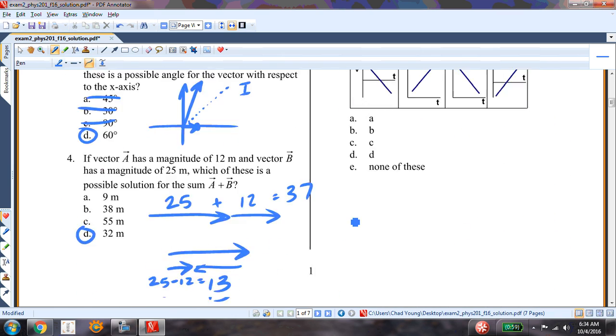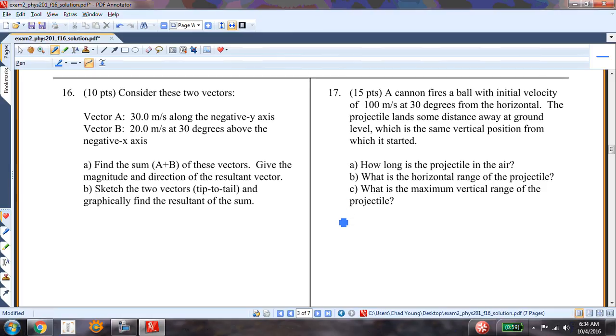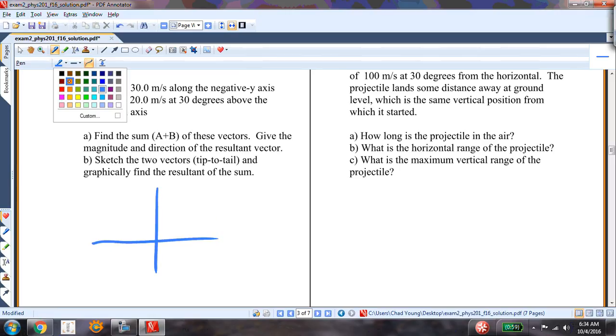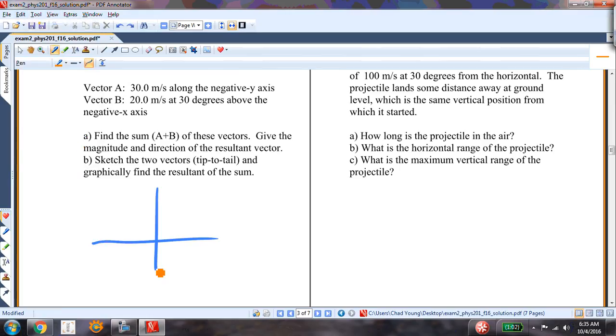Okay, let's look at the free response here. Consider these two vectors. I'm going to go ahead and do B, where I sketch the vectors. Vector A is 30 meters along the negative y-axis, so it's like that.